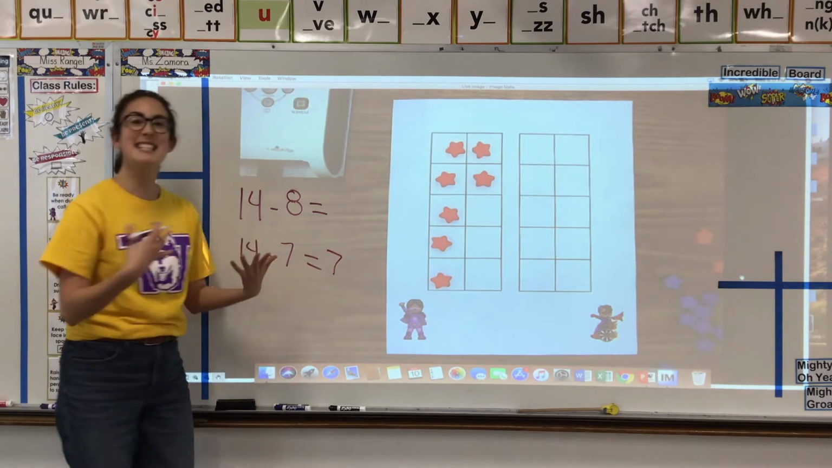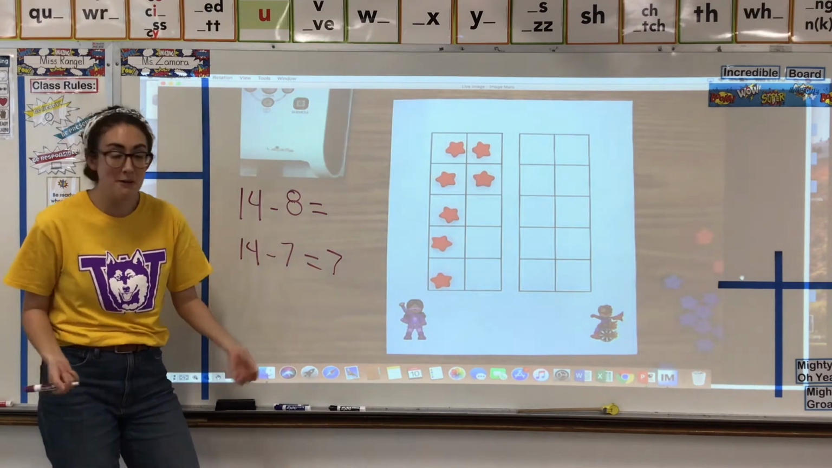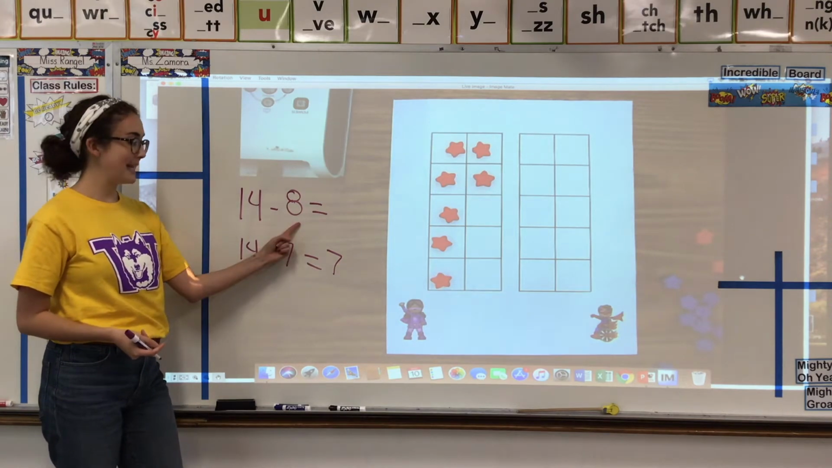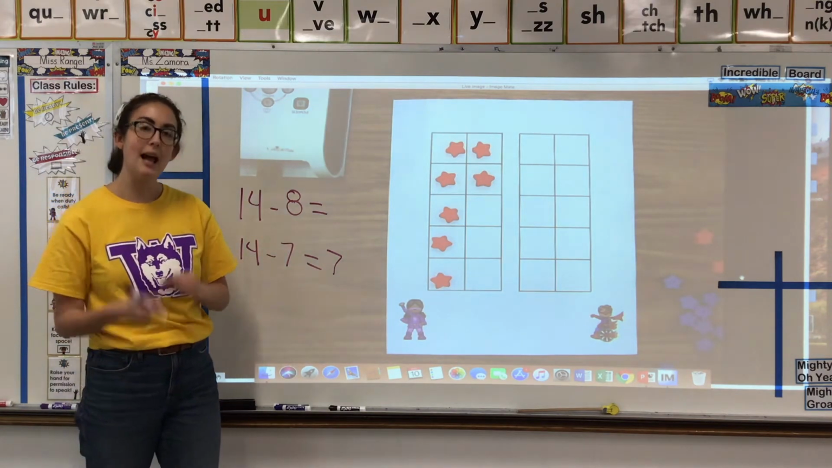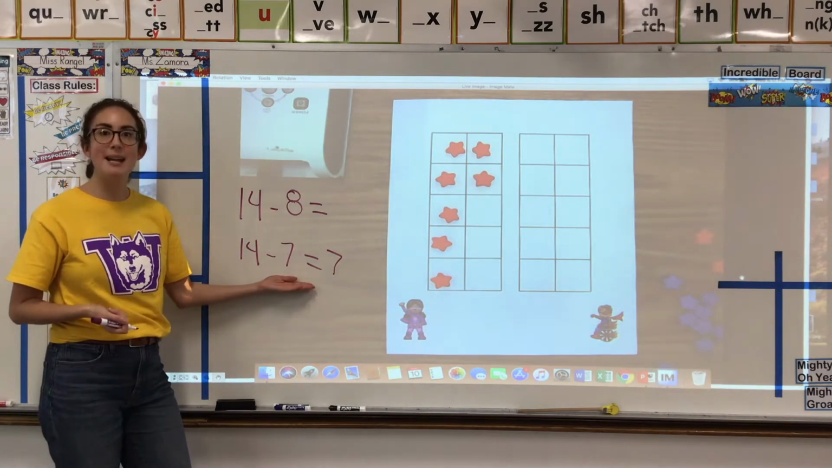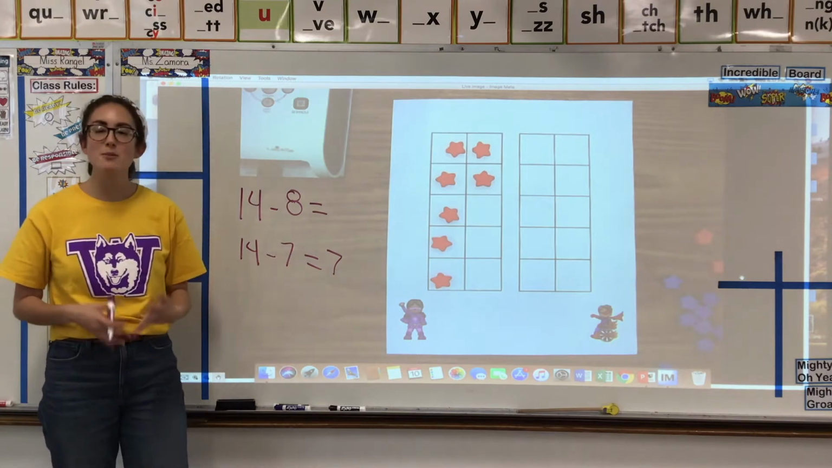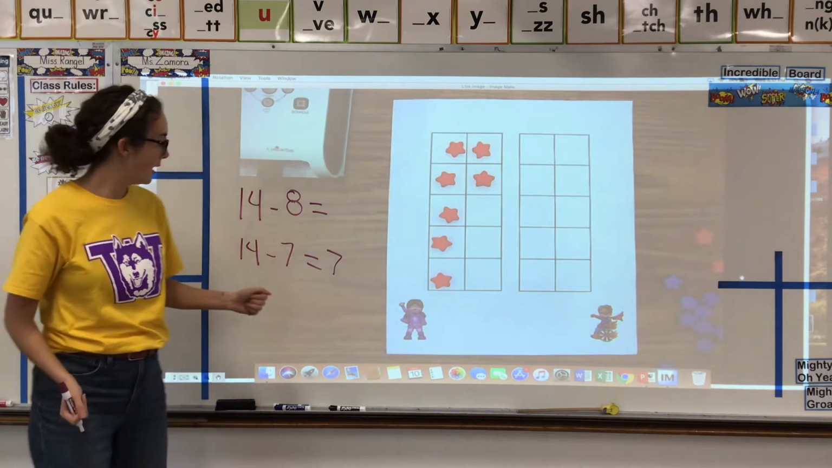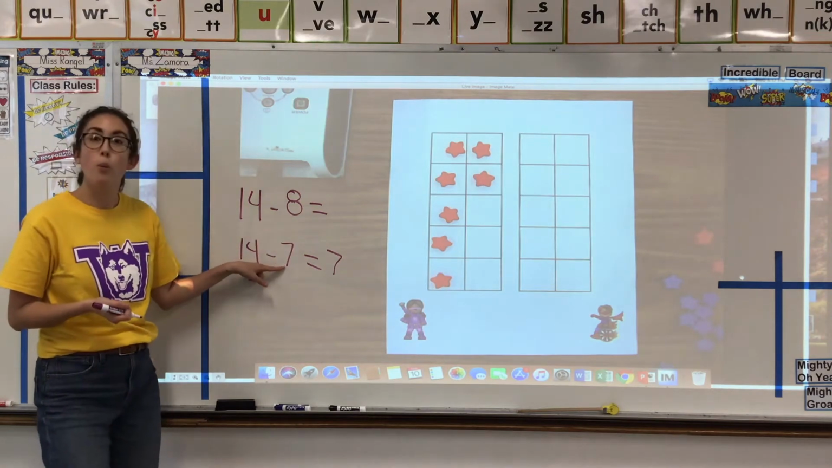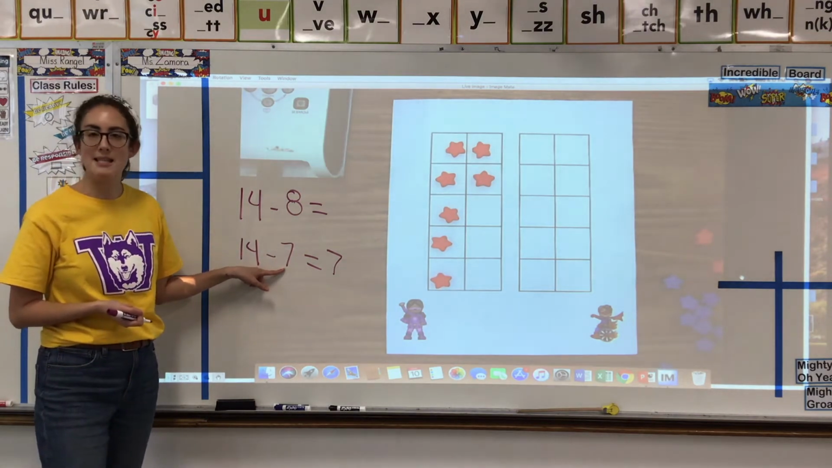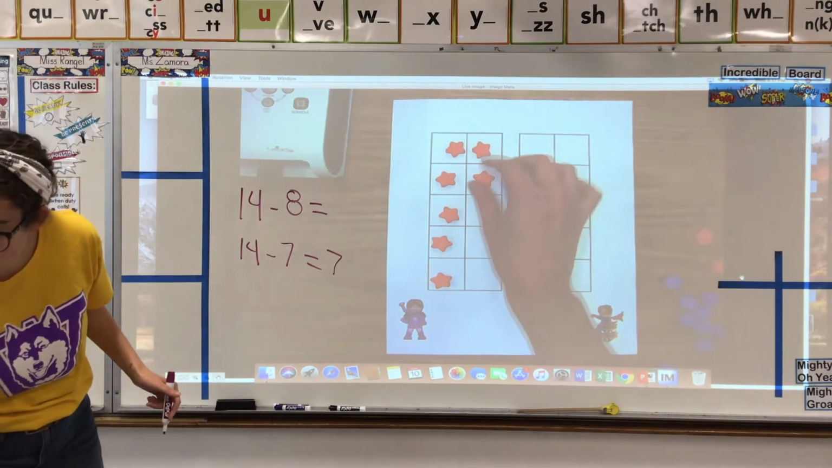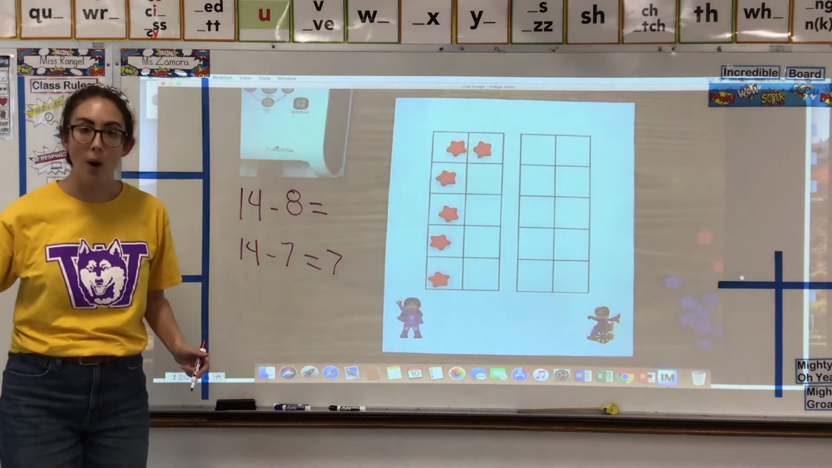It's just 7 because we're still using our doubles facts. So in 14 minus 8, we recognized that there is a problem in there that we already knew: 14 minus 7, which landed us with our answer of 7. But with 14 minus 8, that's just one more than taking away 7. If we're taking away 8, we're going to take away just one more.